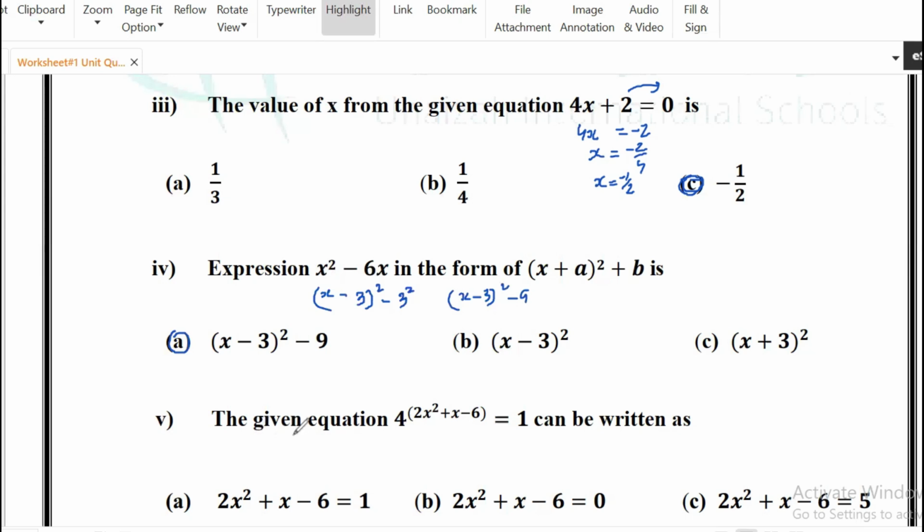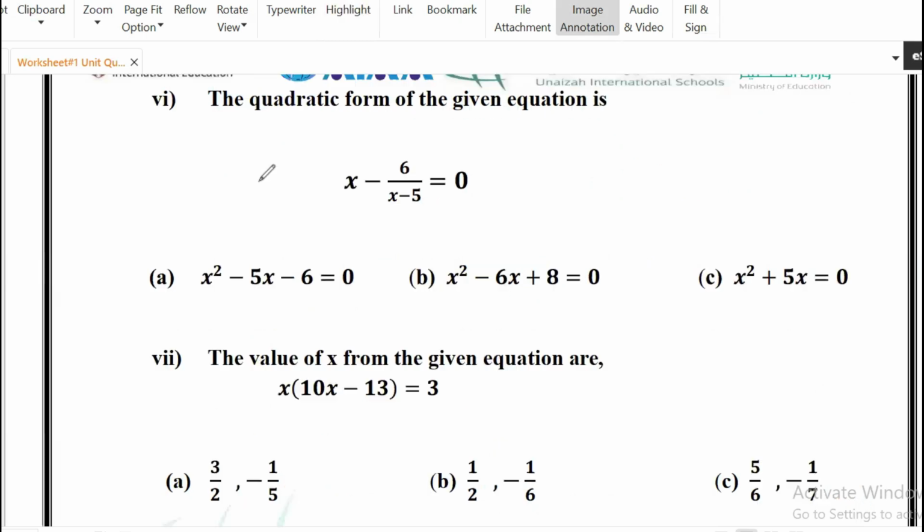Next, we have the given equation 4 power (2x square plus x minus 6) is equal to 1. In place of 1, as we know, a power 0 equals 1, so 4 power 0 is also 1. So apply that concept. That means in place of 1, we can write 4 power 0. Once the bases are the same, we can compare the powers. So 2x square plus x minus 6 is equal to 0. Means the B option is correct.